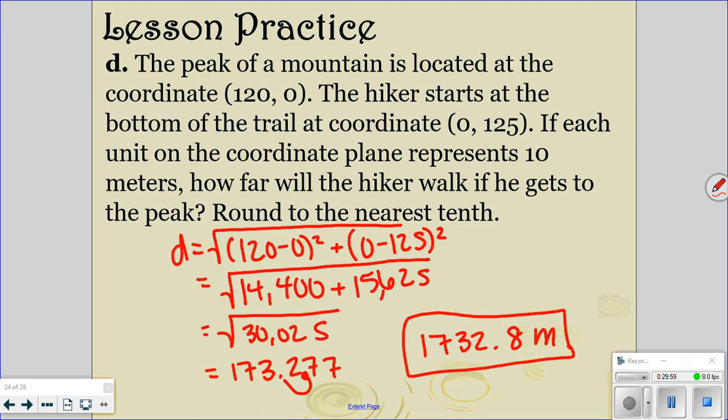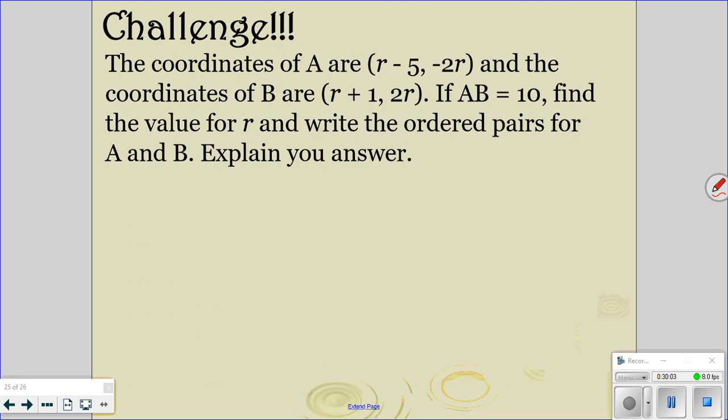Okay, so now let's look at the challenge question. The coordinates of A are that, and the coordinates of B are that. And it tells us the length of AB is 10. We want to find the value for r and write the ordered pairs for A and B, and then explain your answer. So y'all try this one, and once y'all think you have the answer or you have given up because you don't know what you're doing, y'all unpause it and I'll go over it for you.